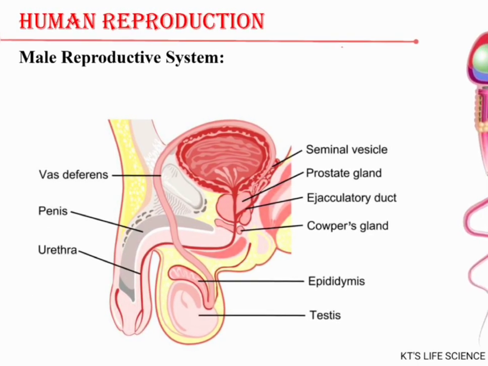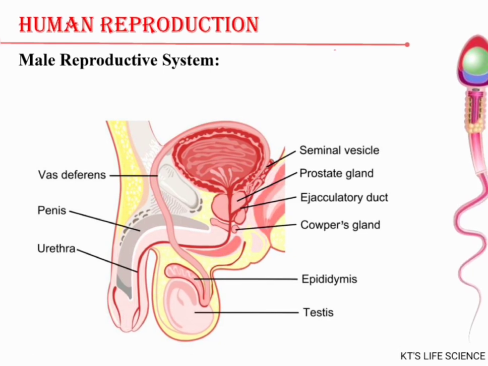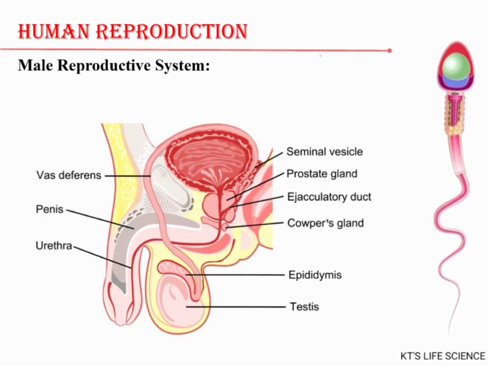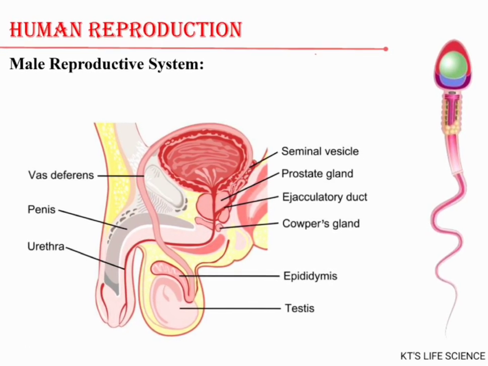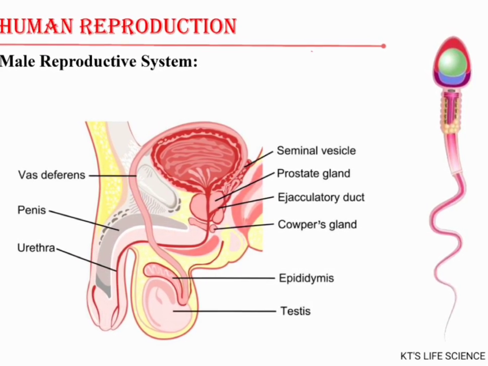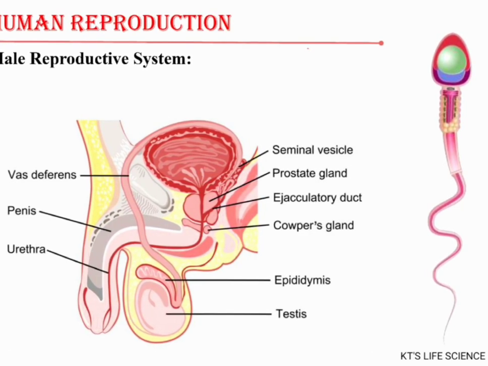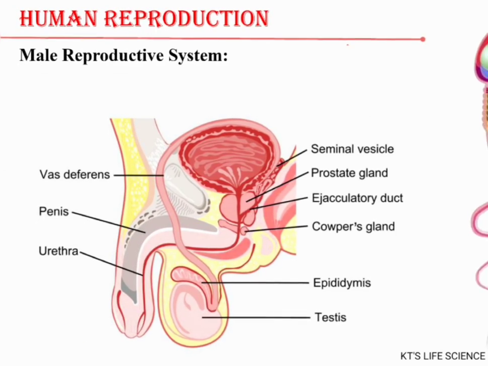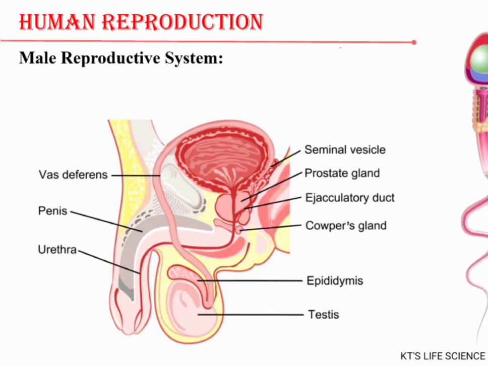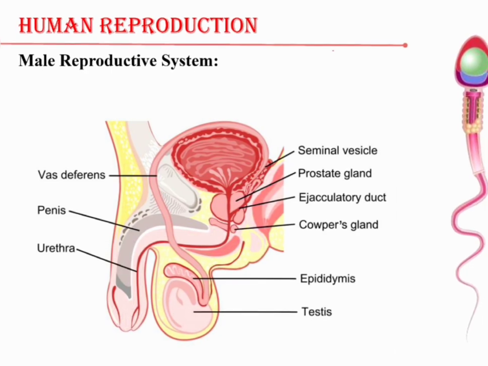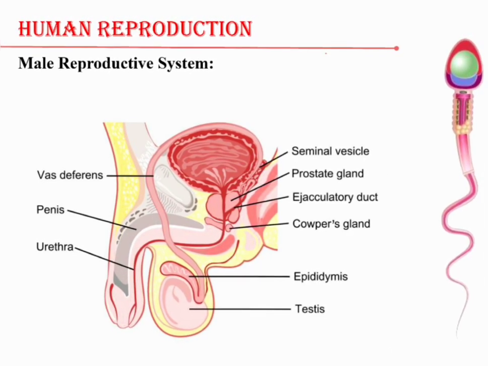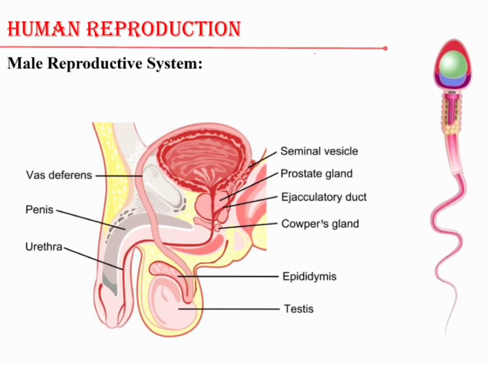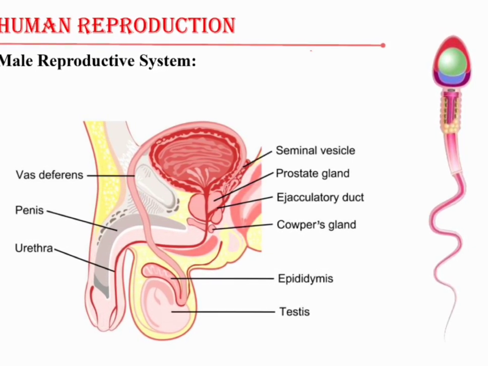Male reproductive system. Male reproductive system is located in the pelvis region. It is made up of primary sex organs or gonads and secondary sex organs. It includes a pair of testes along with the accessory ducts, glands and external genitalia. You can see all these organs in the given diagram. In this diagram you can easily see the organs like urethra, penis, vas deferens, seminal vesicle, prostate gland, ejaculatory duct, Cooper's gland, epididymis and testis.